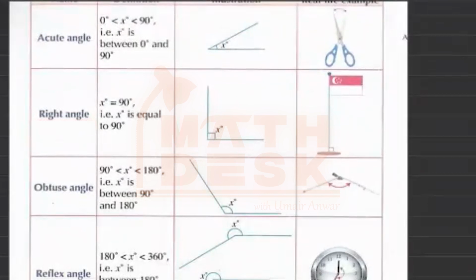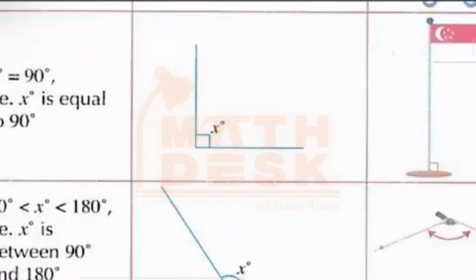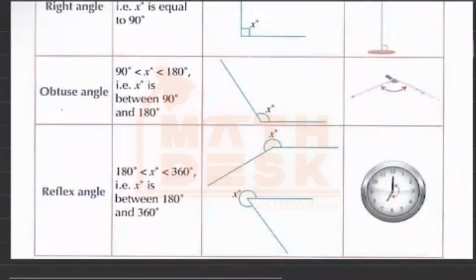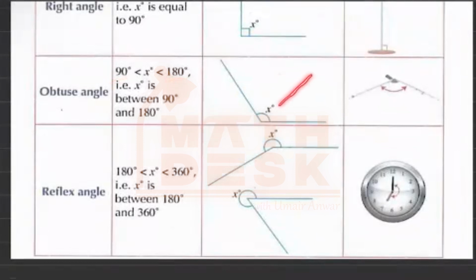So the shape of this angle and its representation is done by making a square or a box like this. And the angle is a right angle. Then the next type is the obtuse angle. It would be an angle which is greater than 90 but less than 180. So x is between 90 and 180 over here, and this is how the angle is formed. Lastly, we have the reflex angle, and this is the angle which is greater than 180 and less than 360 degrees.